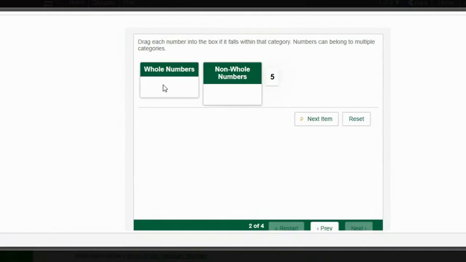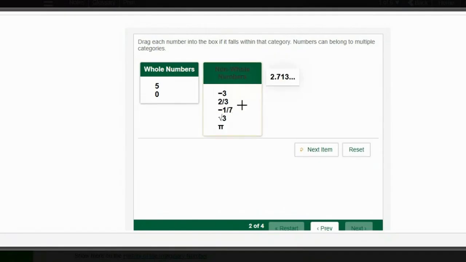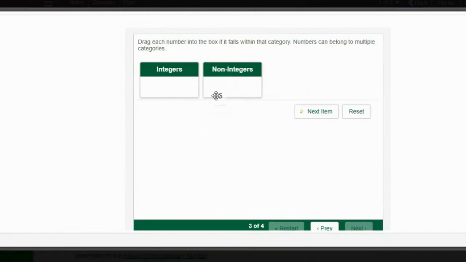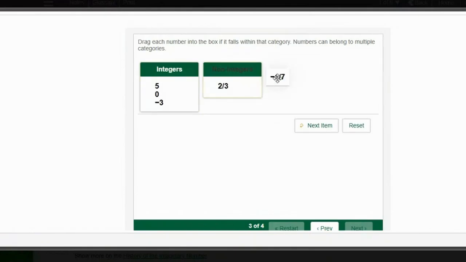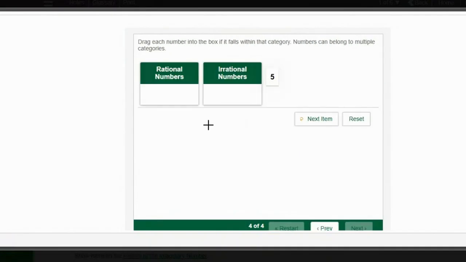But if we include whole numbers, 5 is included in that. 0 is included with whole numbers. -3, no. 2/3, no. -1/7, no. Square root of 3, pi, 2.7. So we only add 0 to the natural numbers to get the whole numbers. The integers include anything that's a whole number, positive or negative, but not fractions, not square roots that are not integers, pi, 2.773. Then we get to rational numbers.